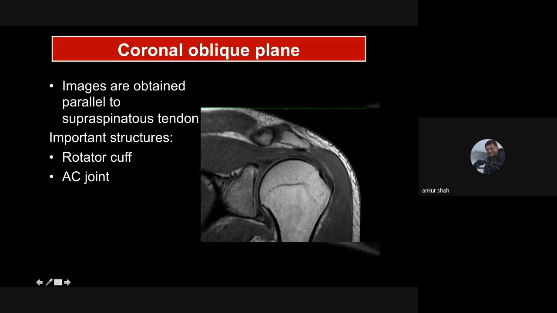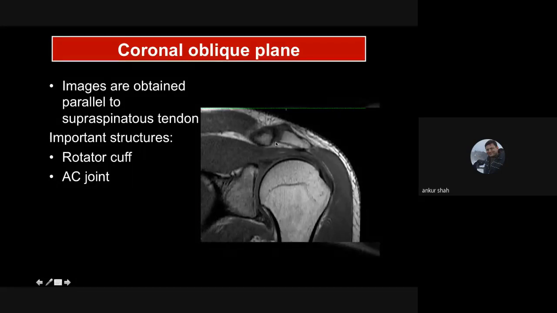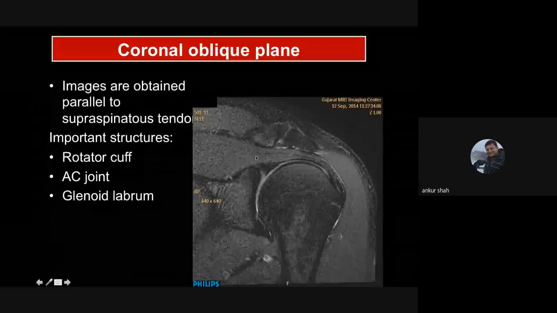So we see the rotator cuff muscle properly, we see the acromioclavicular joint, and you can see there is some hypertrophy here. You can see mild soft tissue. You might see osteophytes, fluid collection in this region, which all suggest AC joint hypertrophy. Or if there is AC joint separation in cases of trauma, again it will be well seen on the coronal image.